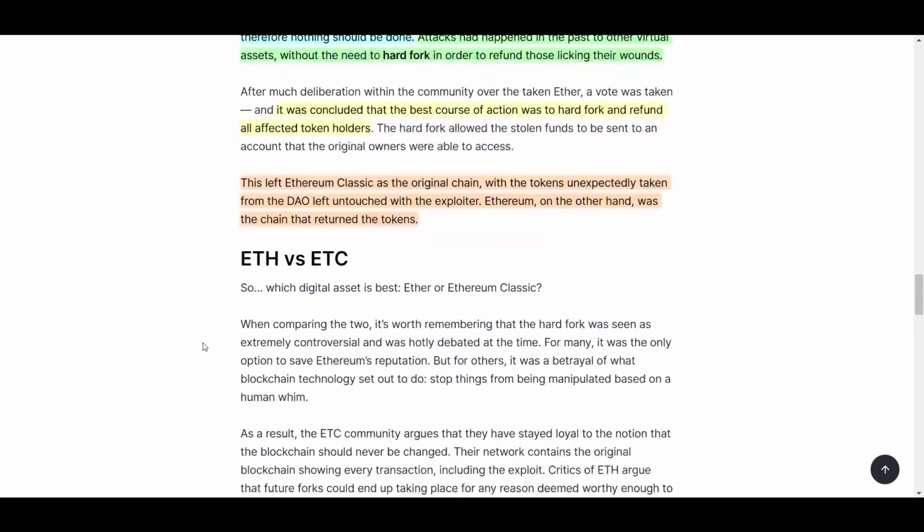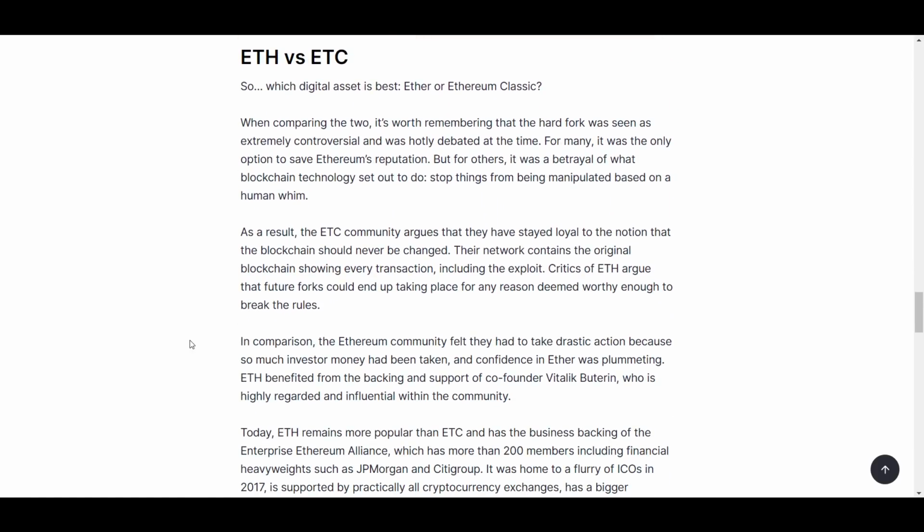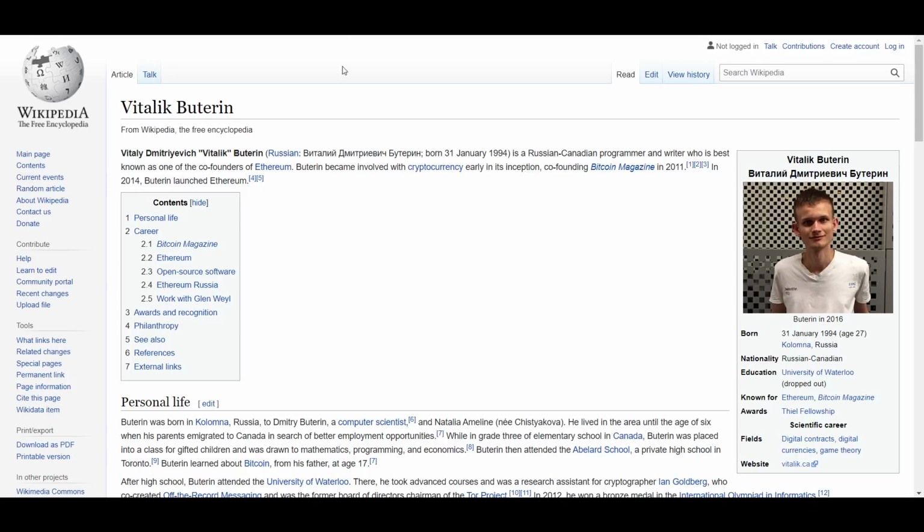One of the biggest reasons why Ethereum has seen so much success and was chosen by more people than Ethereum Classic is because of Vitalik Buterin, who is widely seen as the public face of Ethereum. So he chose the side of Ethereum.